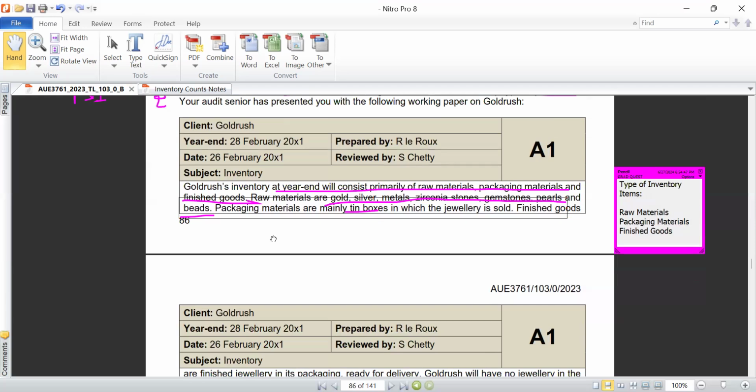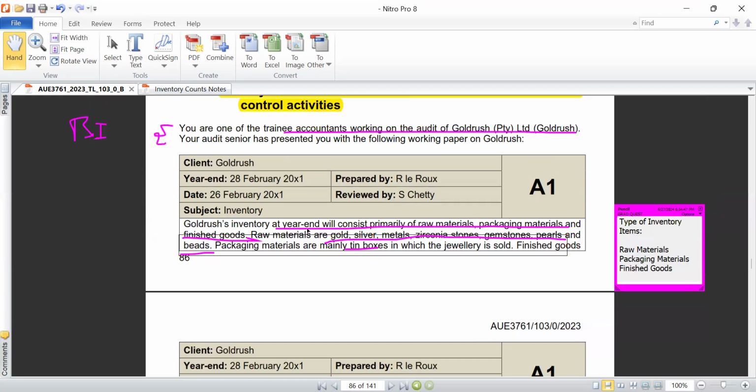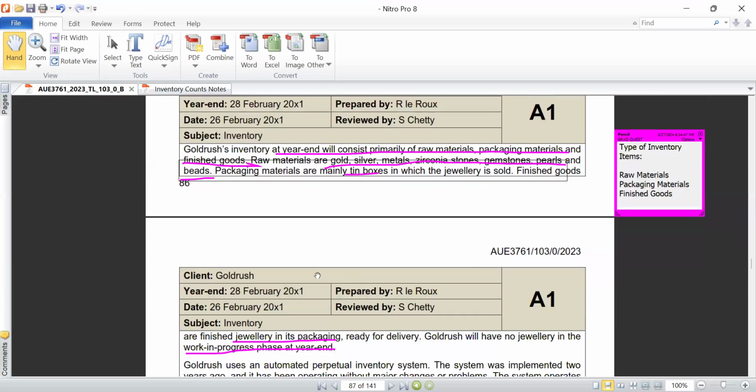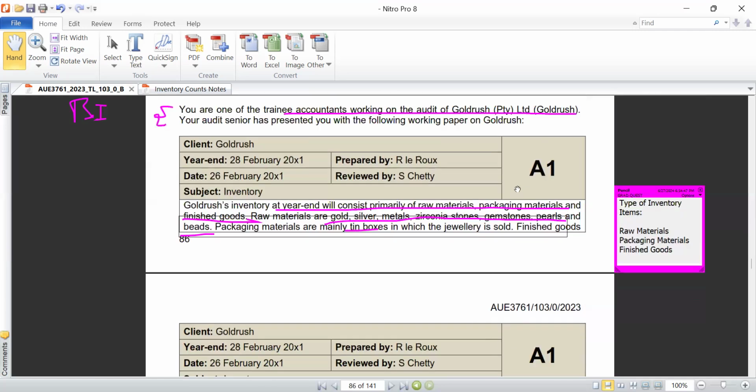So what can we draw from this? Essentially, what we've just read from this paragraph, continuing up to that part, has something to do with the background information about this particular audit client, which is called Gold Rush. So what do we draw from that? We see the type of inventory items which are handled by this particular organization.